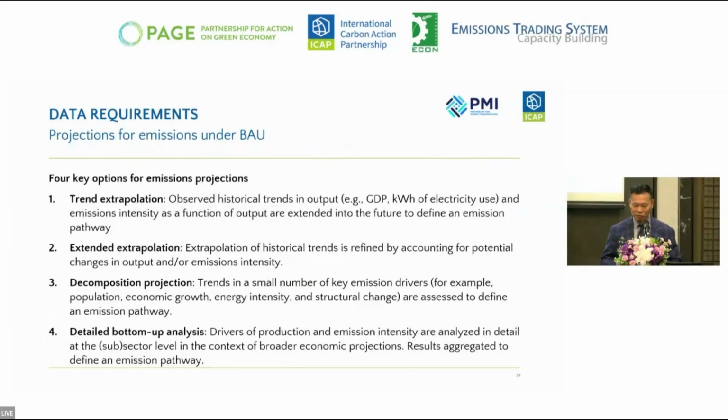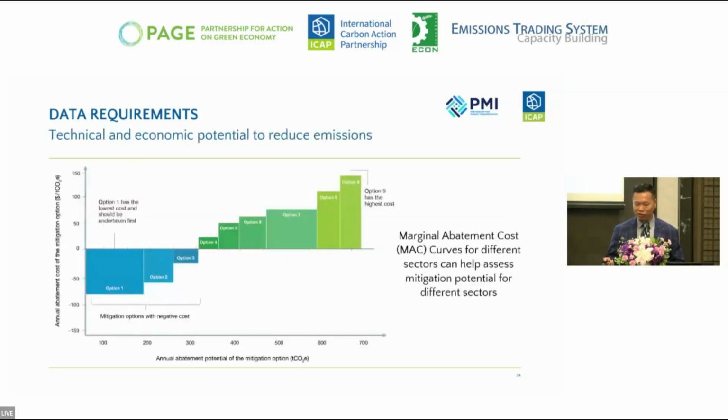So some key options for emission projections, like how do you develop or estimate the trend, and how do you use the historical data to estimate the trend in the longer run. All these detailed requirements must be considered. I will not go into details of this data. We are not modeling, but it shows how difficult it is. And we also need to think about the marginal abatement cost curves for different sectors.